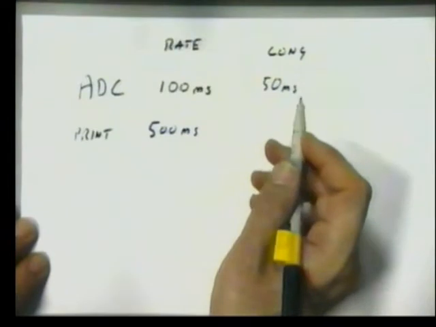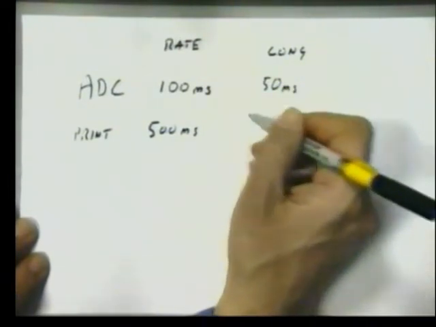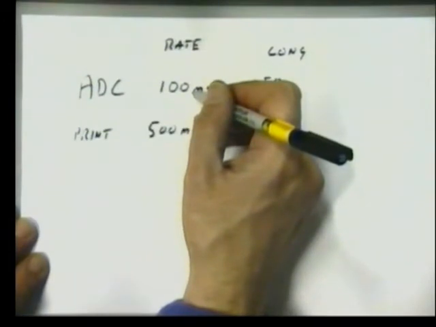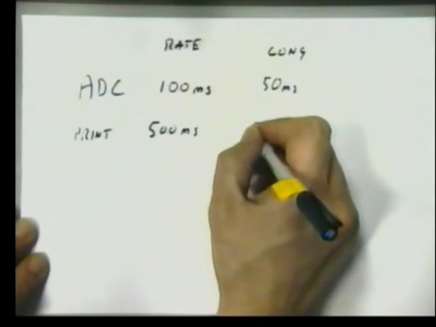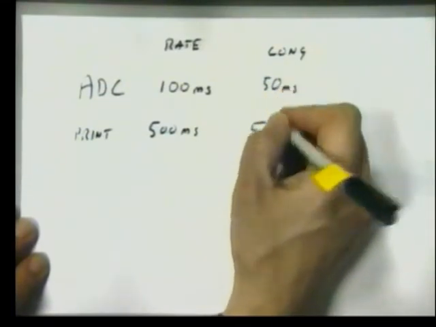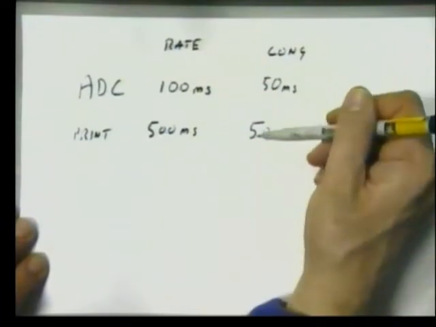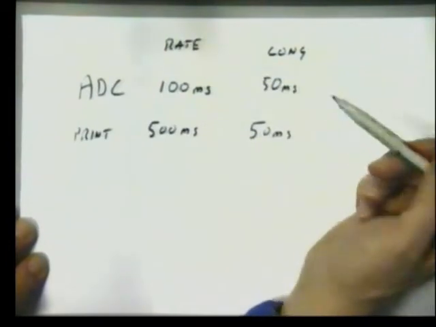Well, the rule is that the total amount of time available for our interrupts mustn't exceed the rate of arrival of the fastest. Therefore, the maximum amount of time you can allow for a printer interrupt is also 50 milliseconds, because that plus that must not exceed the rate of arrival of the fastest interrupt.